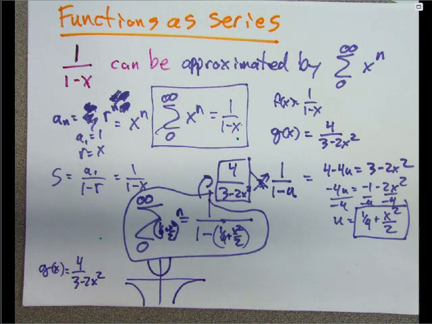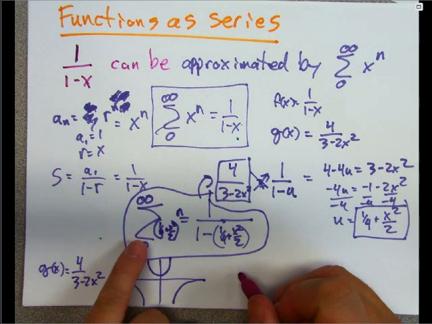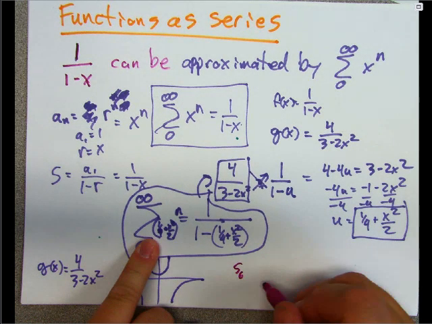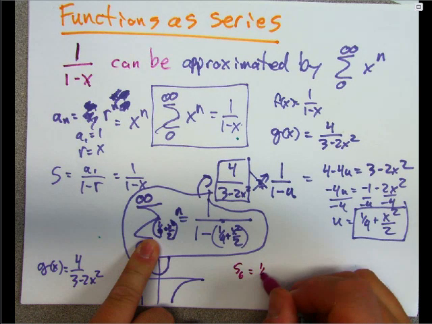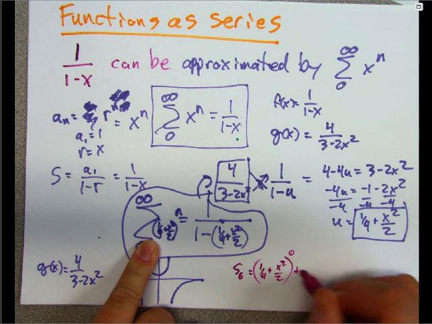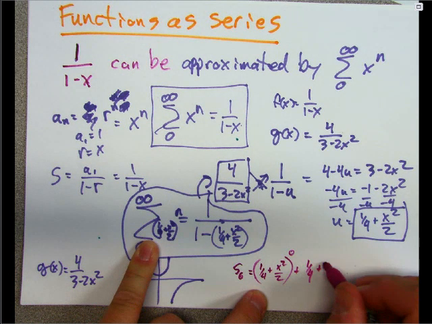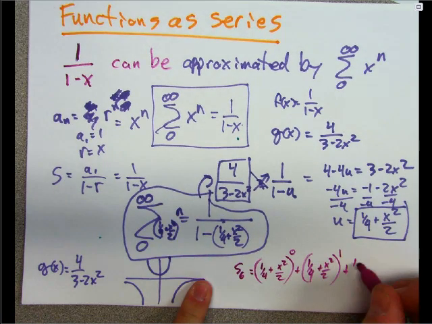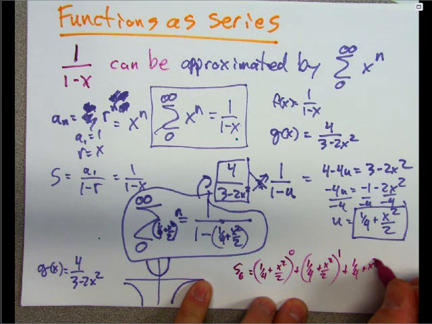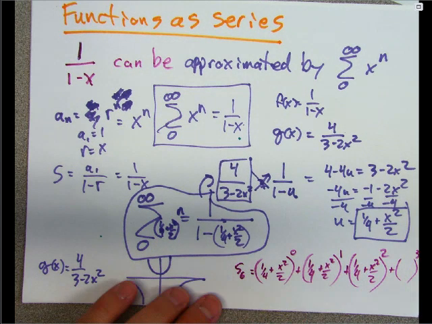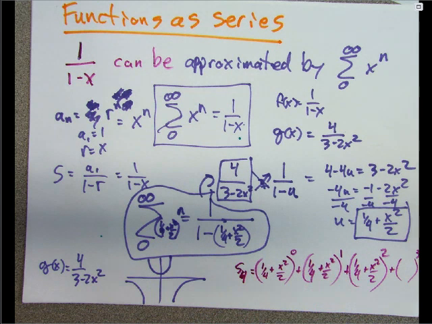If I were to take the sixth partial sum of this formula, that would be 1/4 plus x squared over 2 to the 0, plus 1/4 plus x squared over 2 to the first, plus 1/4 plus x squared over 2 to the second, plus, and I would do the same thing to the third, the fourth, the fifth, the sixth. Now, since I'm out of turn, let's just find the fourth partial sum.